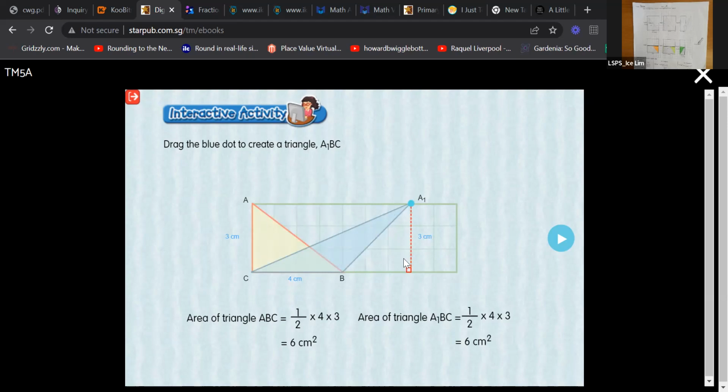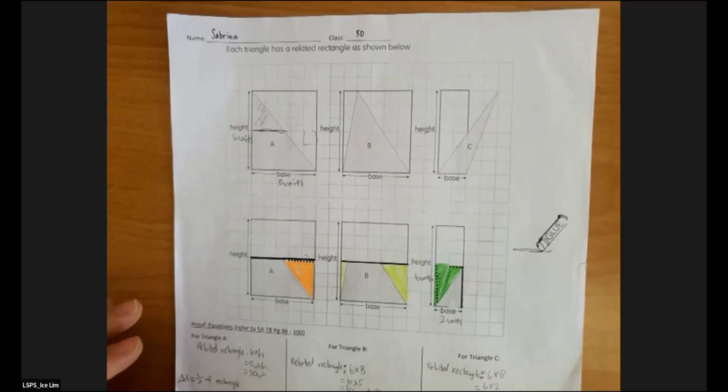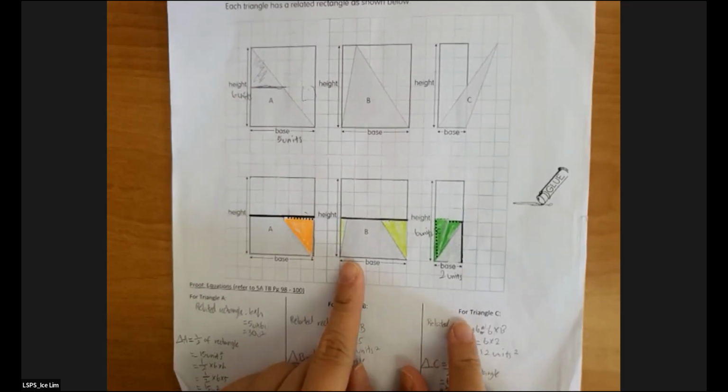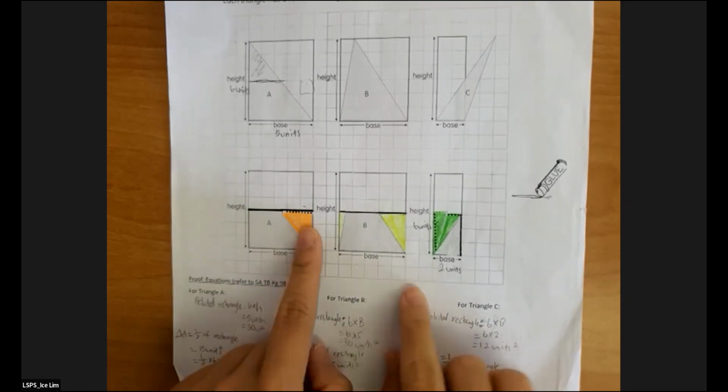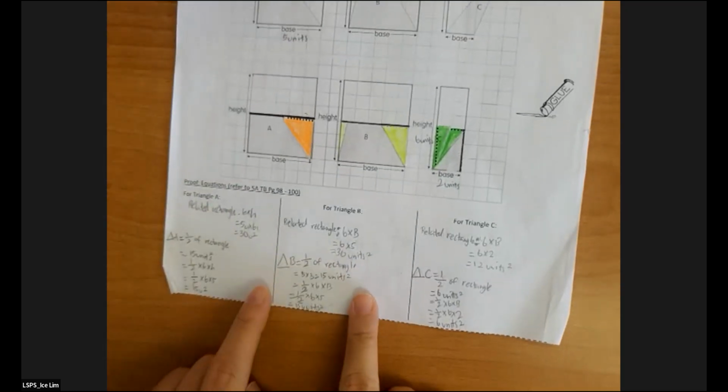So I can drag any point of the tip of the triangle. Do you notice that the height is always the same? And the base is always the same too. So even though the yellow triangle and the blue triangle look different, the area is the same because they share the same base and the perpendicular height is still 3 centimeters. Do you understand? Okay. So this is the additional note about this worksheet that I designed. Purposely make sure that you see that these two have the same area, 15 units square.